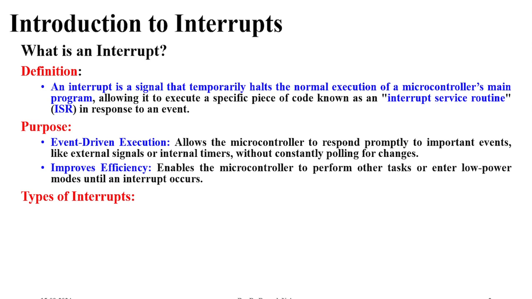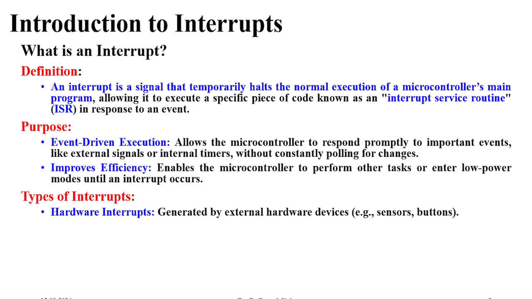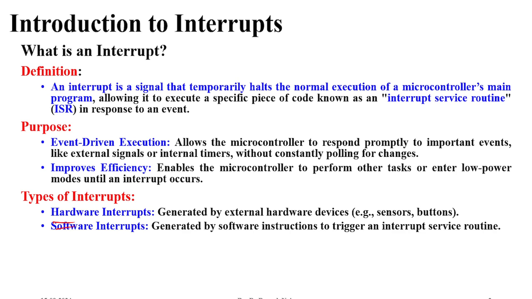Now, what are the types of interrupts which can be used in microcontroller based systems? There can be two types of interrupts. One is hardware interrupts, which are generated by external hardware devices like sensors, buttons or switches, and secondly, software based interrupts, which are generated by software instructions, which generally are triggered by interrupt service routines.